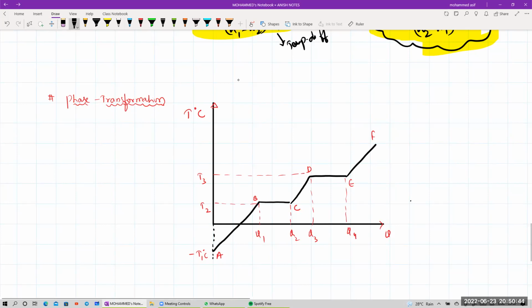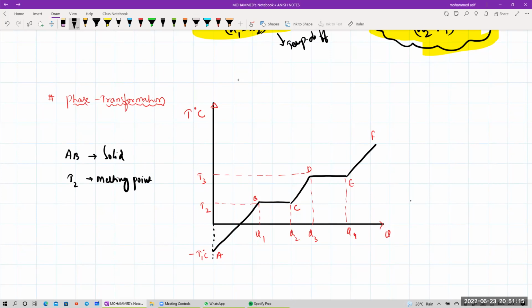Yes, sir. You are converting your ice to water first. That means minus T degrees centigrade will become for me some T2. Then it will change the state. That means from A to B, if I'm writing here, A to B represents me your solid state, ice. And what is T2? Yes, sir. T2 is your melting point. That means the ice is converting into right now what? Water.